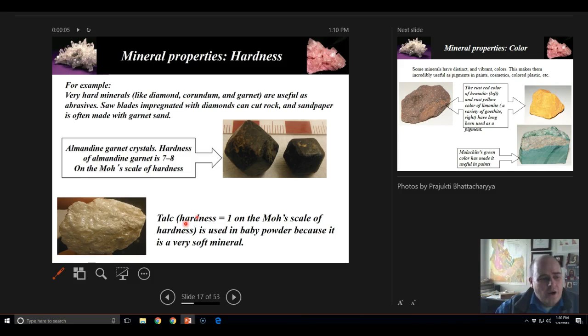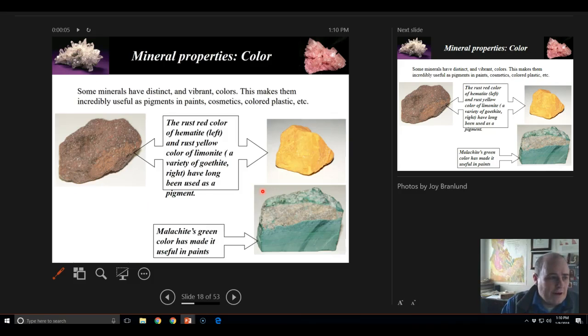Or you can have talc, which is really soft. Now, talc is often used in baby powder because it is so soft, to help moisturize your baby's bum, right? Okay, to make it so he doesn't get rashes. So the point is that hardness is characterized by the bonding of the material itself.